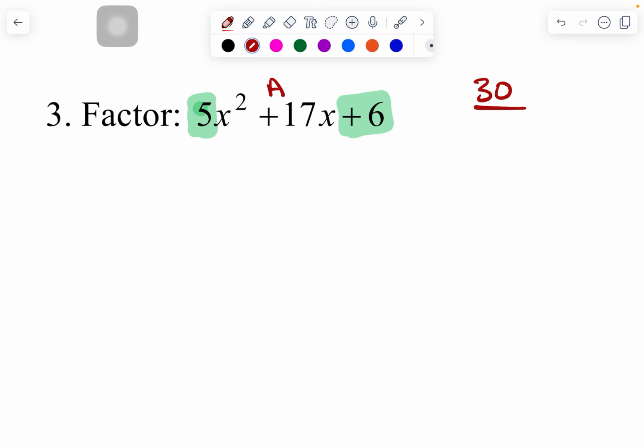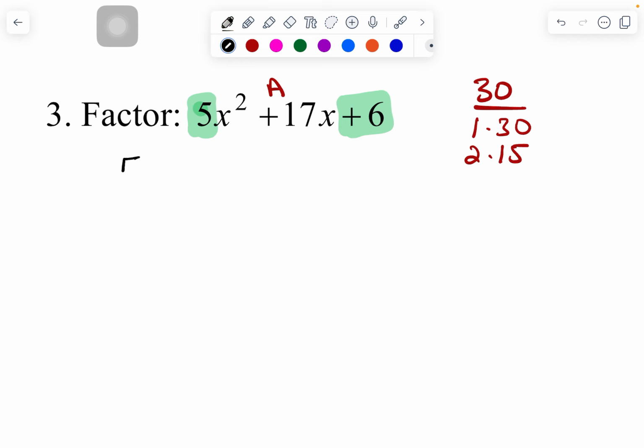So I'm just going to start listing out the things that multiply to 30. So 1 times 30. That is not going to make me a 17 no matter what I do. Let's see, 2 times 15. Now that can make me a 17. So here's how AC method works. By the way, I know there are more things that multiply to 30, but once you find the pair that works, you can stop. There's only ever going to be one pair of numbers that works here, so we're done.